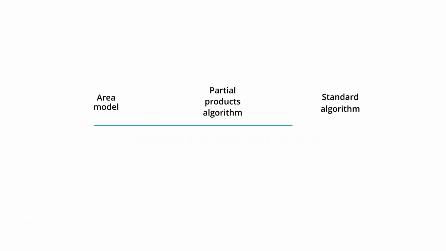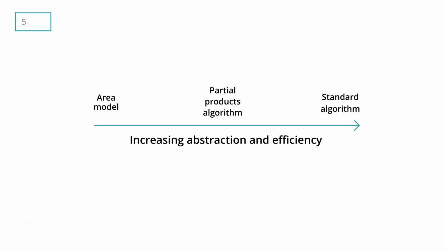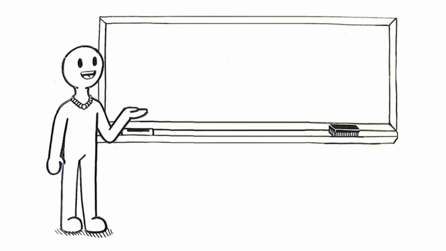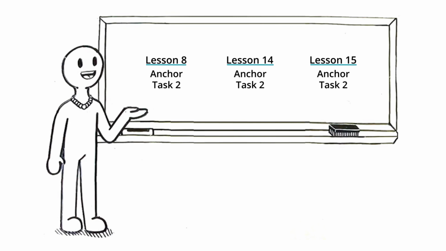In this fourth grade unit, students use general methods of increasing abstraction and efficiency to multiply multi-digit whole numbers, including up to 4-digit by 1-digit numbers, as well as 2-digit numbers. In this video, we'll take a look at 3 anchor tasks that show how students develop that understanding and use it in increasingly efficient ways throughout the unit.